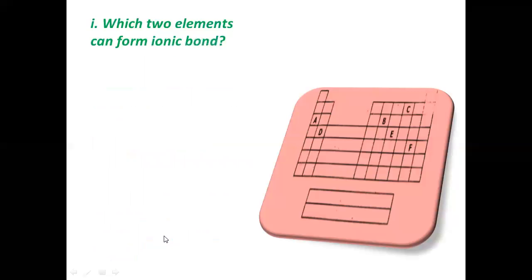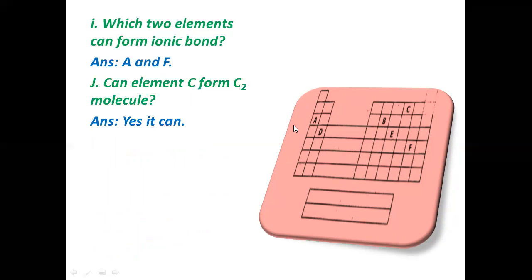Which two elements can form an ionic bond? A is a metal and F is a non-metal. A is a metal and F is a halogen. So a metal and a non-metal can form an ionic bond, especially with a halogen. Can element C form O2 molecules? C is present in group 6. Yes, it can form, because it is oxygen and oxygen can form an O2 molecule.